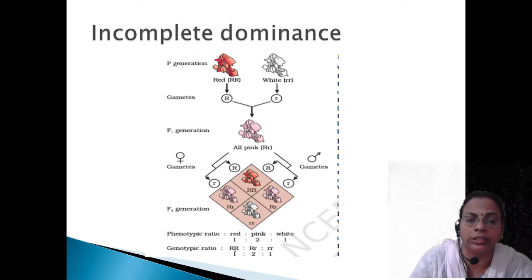That means one is red, which is purely homozygous. The heterozygous, instead of showing the dominant character, showed the intermediate trait, that is pink color. Then the last one is the recessive color, represented by white. So this is a typical example of incomplete dominance.